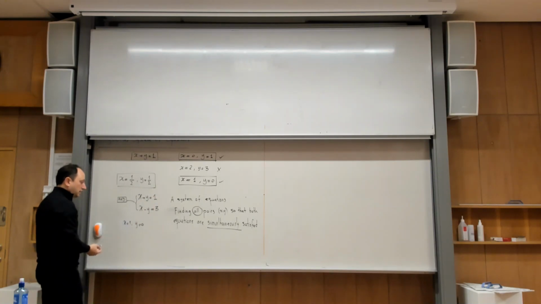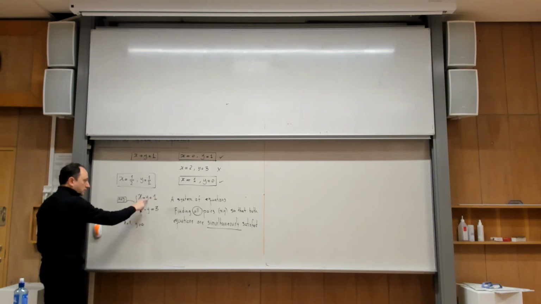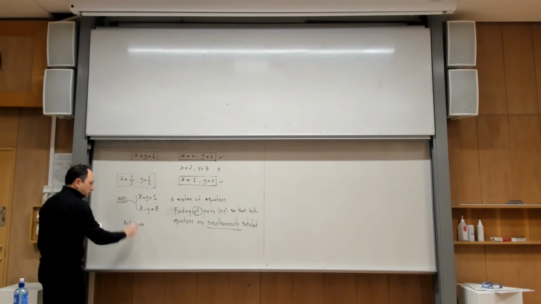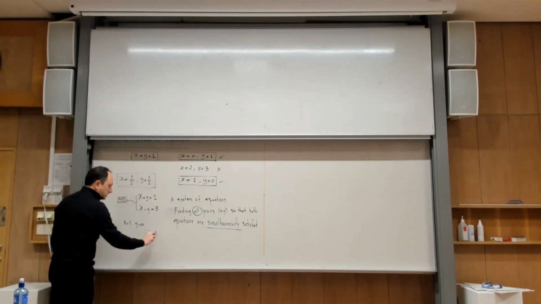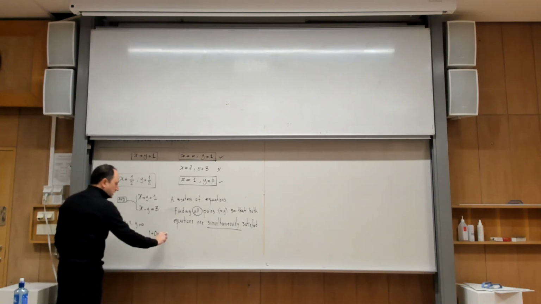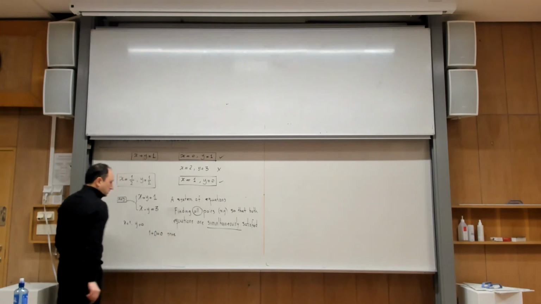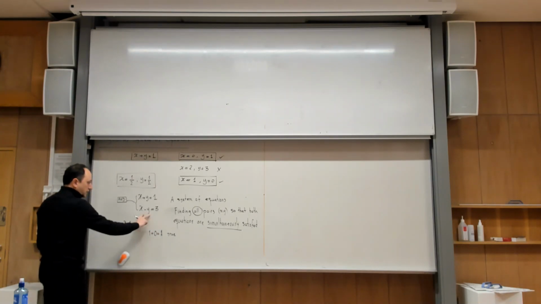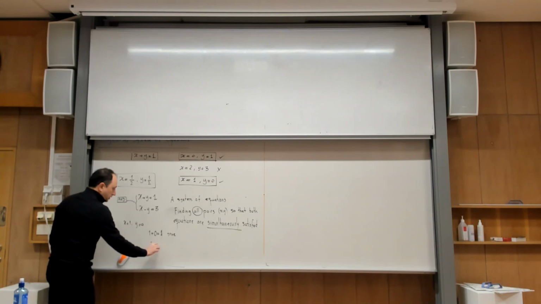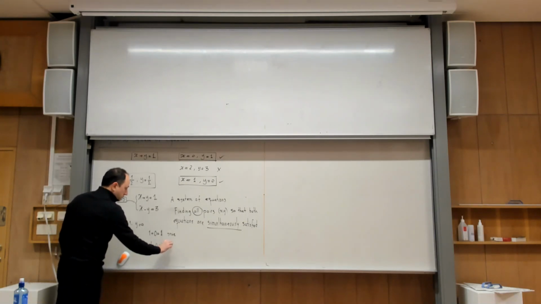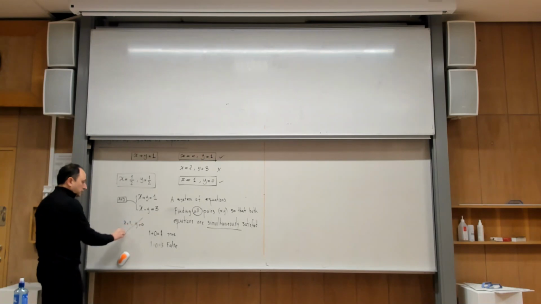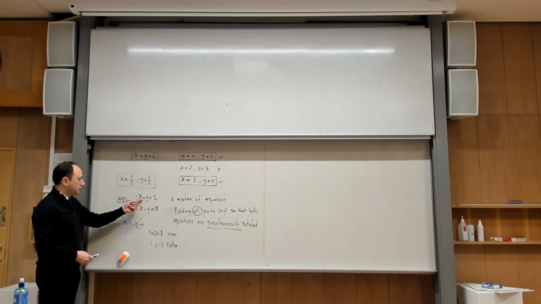We can easily check. We put 1 and 0 instead of x and y in the first equation, then this becomes 1 plus 0 is equal to 1. This is true. And then I put these numbers here. This becomes 1 minus 0 equals 3. This is false. So this means that no, these numbers don't form a solution for my system because they satisfy the first equation but not the second equation.